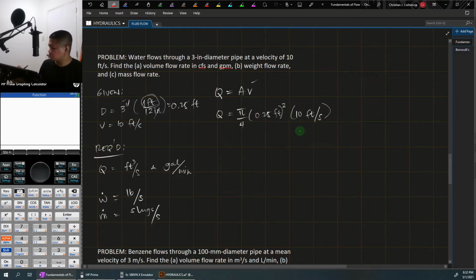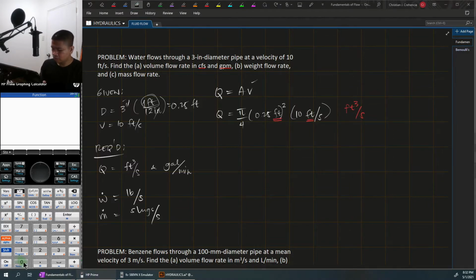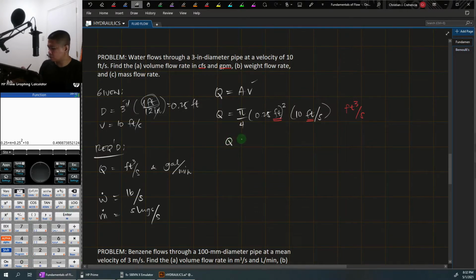So, meron tayo ngayong square foot times foot. So, ang unit natin is cubic foot per second. Okay, so solve natin. So, pi over 4 times 0.25 feet, then squared, then times 10 feet per second. Okay, so yung discharge Q is 0.491 cubic foot per second.